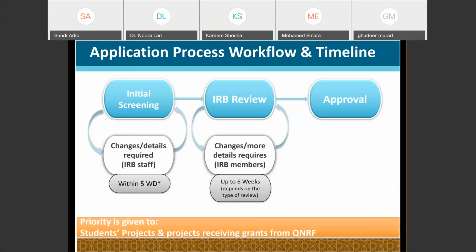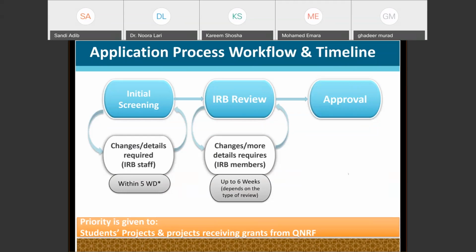So the workflow goes as shown in this chart. First, when we receive the application, it goes into initial screening by the IRB staff. The initial screening is not part of the review; it is the pre-review stage. The pre-review stage is just to make sure that all documents are complete and all information is provided so that the application is complete. Once the application is complete, we can send it for review.